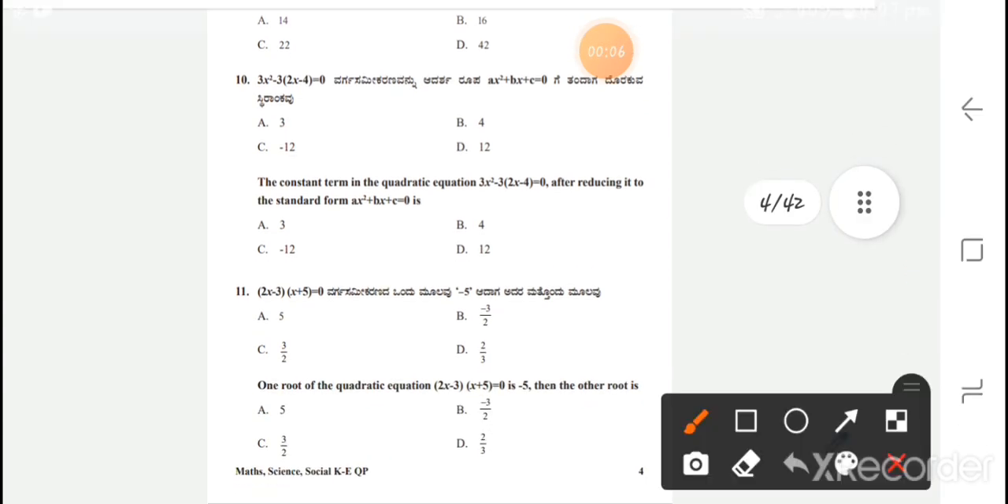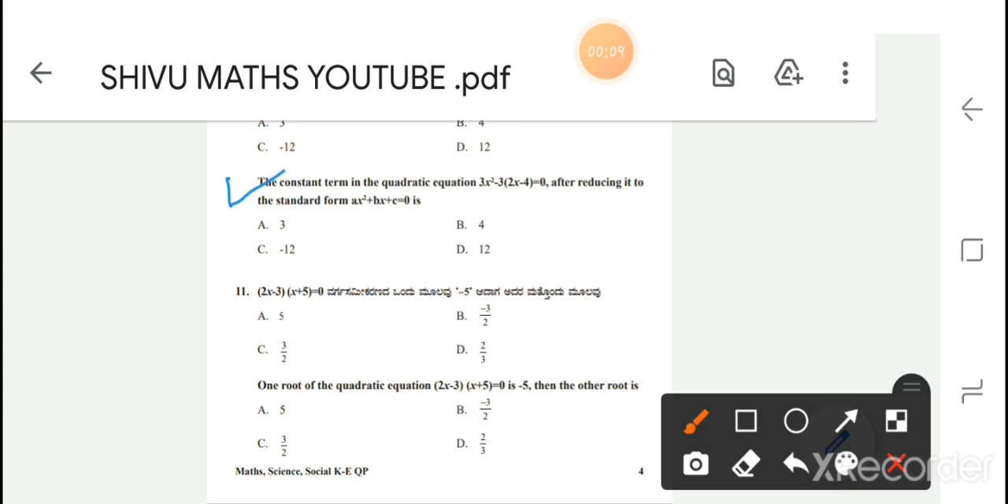What is the 10th question here? The constant term in the quadratic equation 3x square minus 3 into 2x minus 4 is equal to 0, after reducing it to the standard form ax square plus bx plus c is equal to 0. Here the 3x square, that is the first term, take as it is. Again minus 3 multiplied with both terms, 2x and also minus 4. Minus 3 into 2x is minus 6x. Again minus 3 into minus 4: minus into minus is plus, and 3 fours are 12.